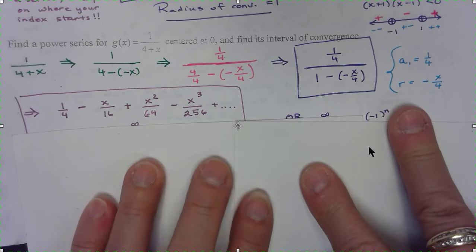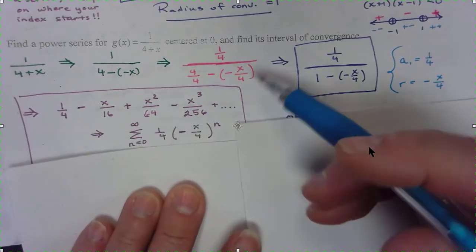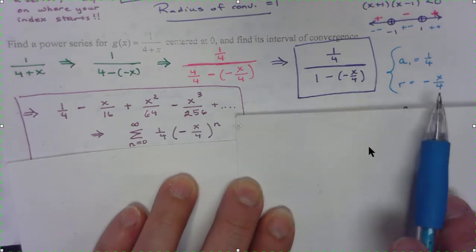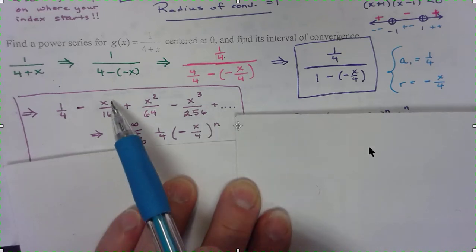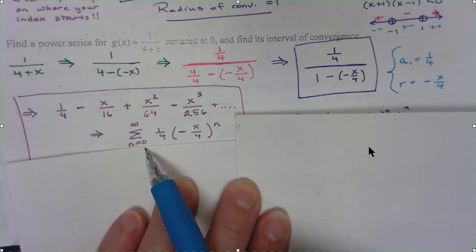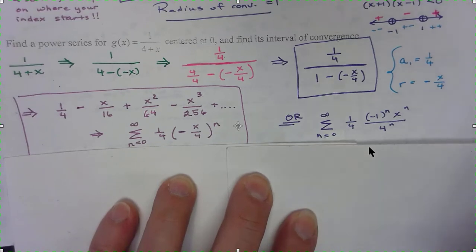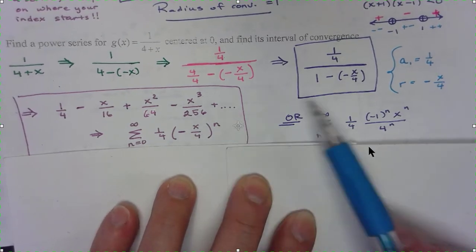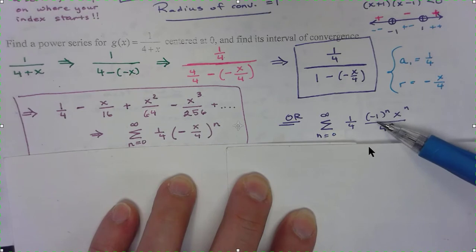Now let's build our series. We've written some terms. What can we see? Well, a1 is 1/4, r is negative x over 4, and if I look at this, this looks like x to the first power, x to the second, x to the third. So starting at 0 lets me write x to the n. I could have also written this like this. That negative here could have become negative 1 to the n, x to the n over 4 to the n, or negative 1 to the n times x over 4 to the n.